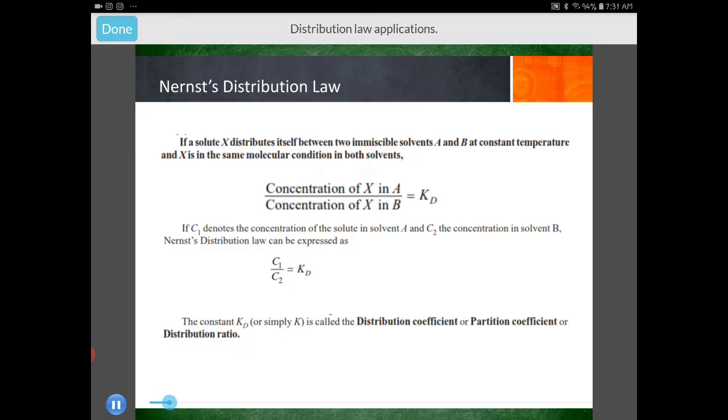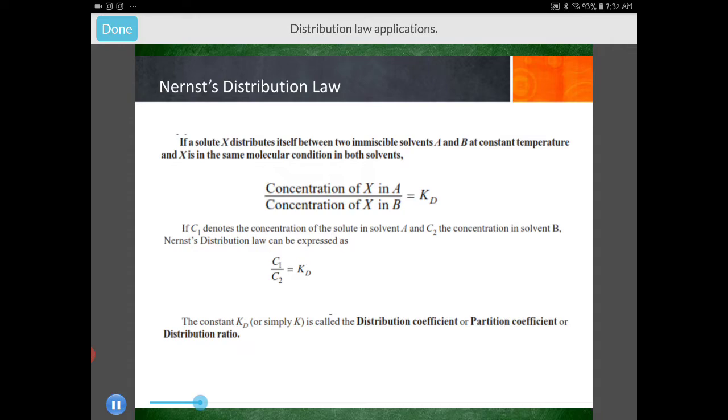It says that if a solute X distributes itself between two immiscible solvents A and B at constant temperature, and X is in the same molecular condition in both the solvents, that is the if clause, we should not forget it, then the ratio between the concentration of X in the solvent A and the concentration of X in the solvent B will definitely be a constant. That constant is called Kd.